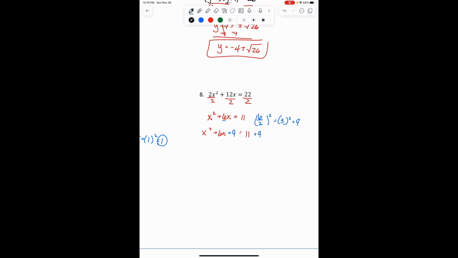Okay, then we factor. So multiplies to 9, adds to 6, 3 and 3. So x plus 3, x plus 3, 11 plus 9 is 20. We could rewrite this as x plus 3 squared. Okay. Then we can take our square root. So plus or minus the square root of 20, right? We subtract 3.